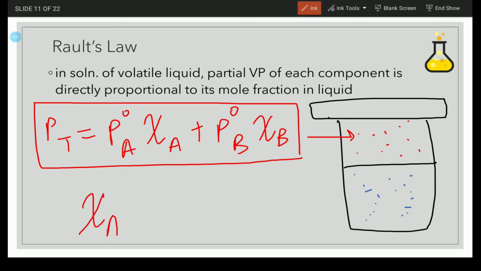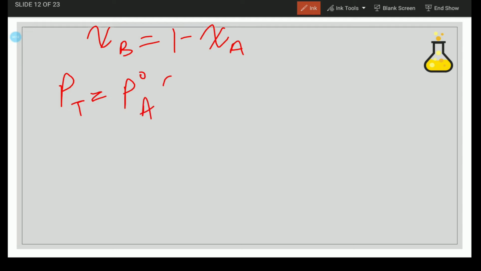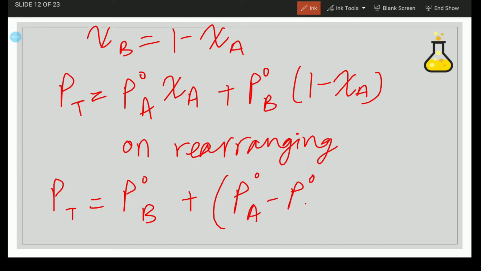We know from our discussion in the previous slides that chi A plus chi B is equal to 1. So, on substituting chi B is equal to 1 minus chi A in the above equation of Raoult's law, we get Pt is equal to P naught A chi A plus P naught B into 1 minus chi A. On rearrangement, we get the following equation. That is, Pt is equal to P naught B plus P naught A minus P naught B into chi A.